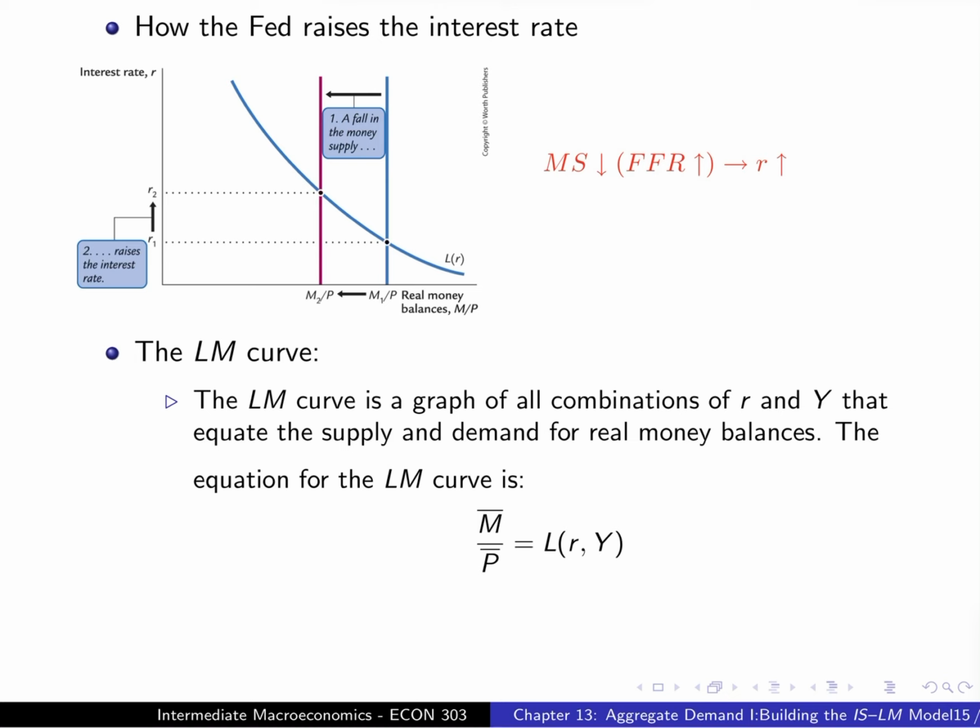The equation for the LM curve is M bar over P bar equals liquidity, a function of R and Y, where M bar over P bar is the real money supply and it is fixed, and liquidity, a function of R and Y, is money demand, which depends negatively on R and positively on Y. As output Y rises, people demand more money. To keep money demand equal to a fixed money supply, the interest rate R must also rise. That's why the LM curve slopes upward.